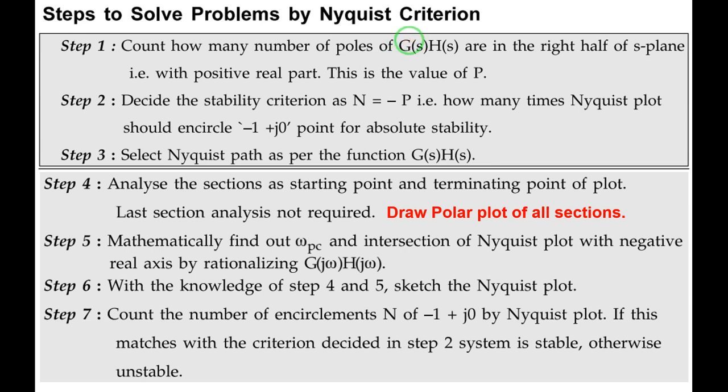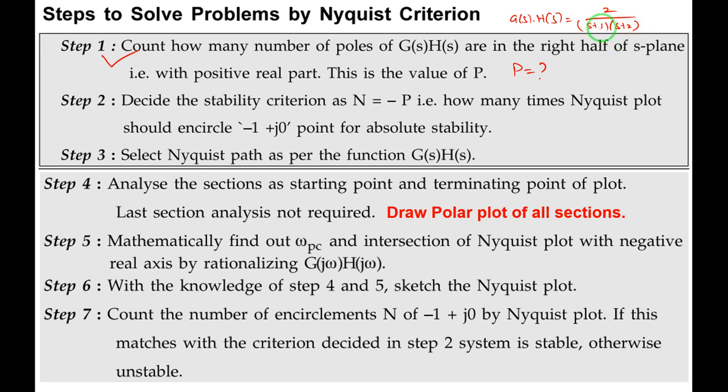Okay, we will see the steps to solve the problem by Nyquist criterion. So first step is count how many number of poles of the function G of s into H of s are lying in the right half of the s plane, right? So what is P? We have to calculate what is P here. Suppose the transfer function is like this: G of s into H of s is equal to 2 divided by (s plus 1) into (s plus 2).